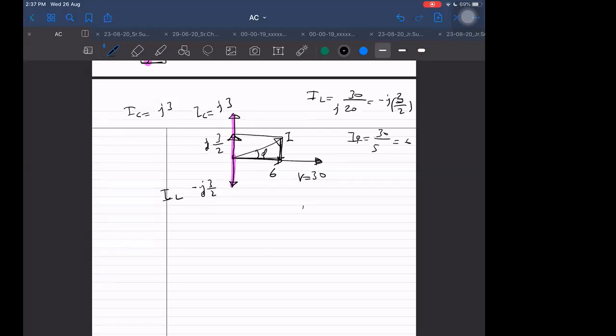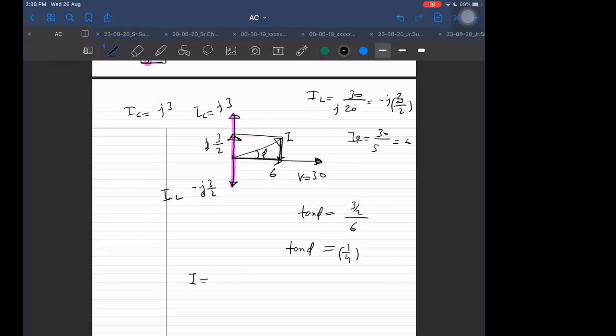So we can say tan phi is equal to the imaginary part, which is 3 by 2, divided by 6, which is I think 1 by 4. So that is tan phi. Then what is the value of phi?